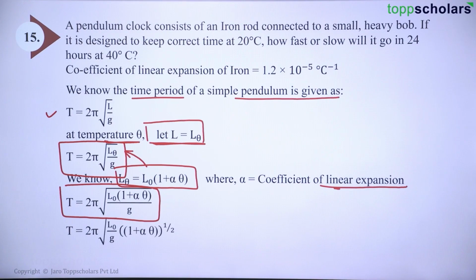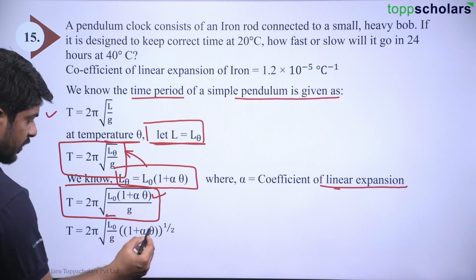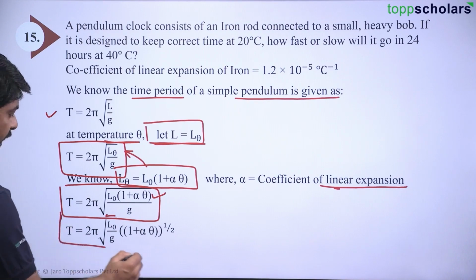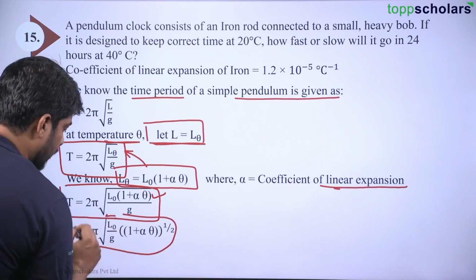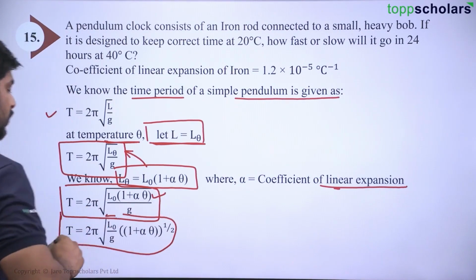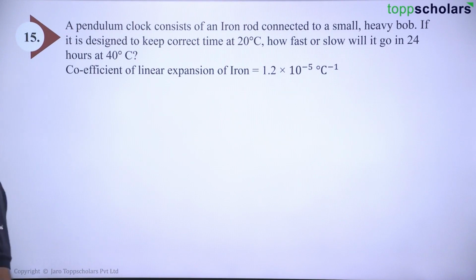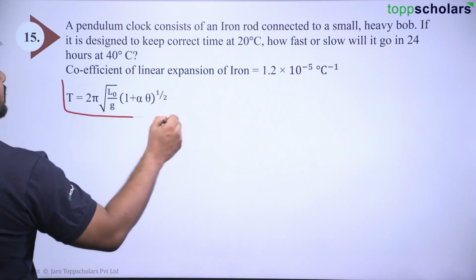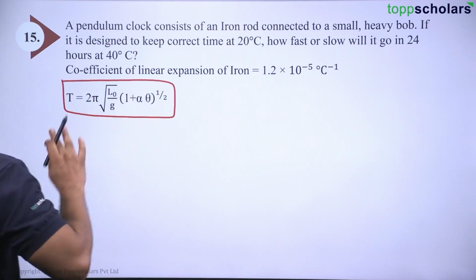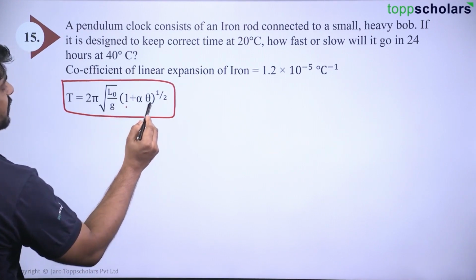Now after solving this, we can take this term out of the root, and therefore it will be 1 plus alpha theta raised to 1 half. So T is equal to 2 pi under root L naught upon g, and outside the root we have 1 plus alpha theta raised to 1 half. This power of 1 half is nothing but the square root. So we have just found a very simple, very interesting equation: T, the time period of a simple pendulum with a rod, is 2 pi under root L naught upon g, times 1 plus alpha theta raised to 1 half.